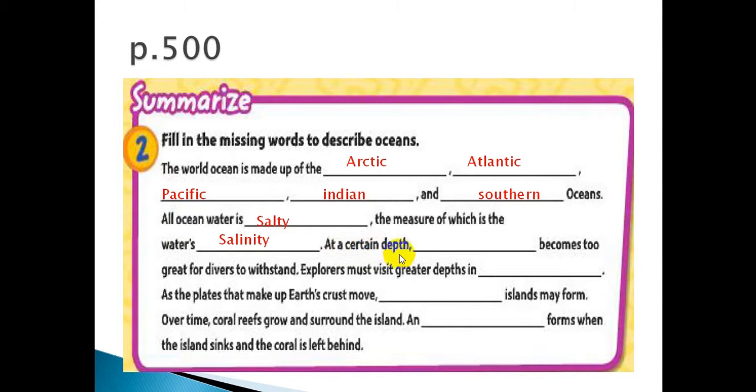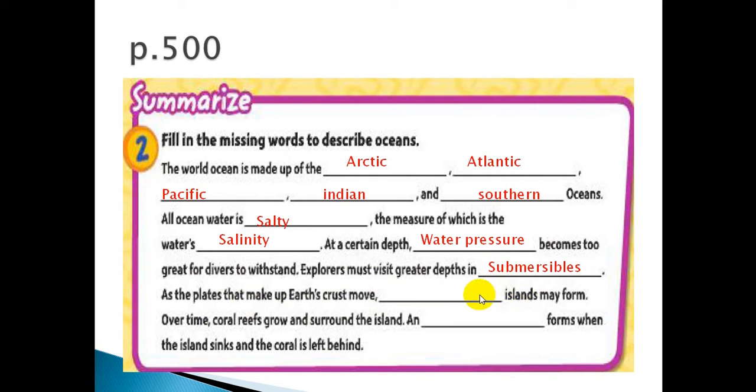At certain depths, as we go down, what becomes too great? Do you remember when we said as we go down deeper in the ocean, what becomes very high? Yes, the water pressure becomes too great for divers to withstand. Explorers must visit greater depths in. They use what to go down deeper in the ocean? Yes, submersibles.